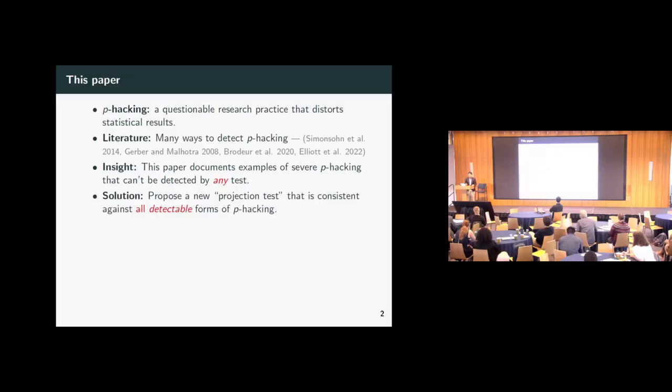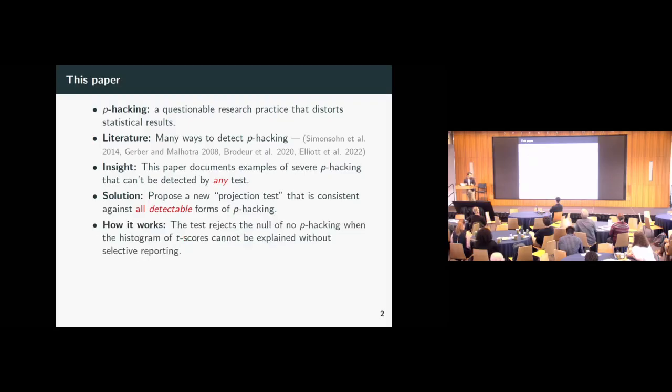The good news, not quite a solution, I guess, is that I can also propose a new way to look at a set of studies and check for the presence of p-hacking, a new test that I'll call the projection test, that is consistent against all forms of p-hacking that are detectable. So if a form of p-hacking is detectable and your metadata set is large enough, this test will eventually detect the p-hacking in that case.